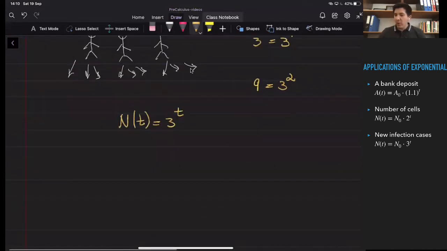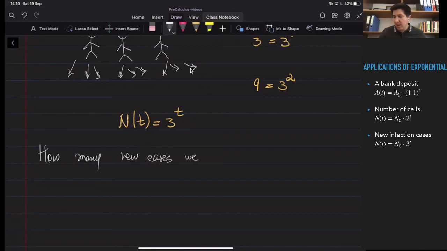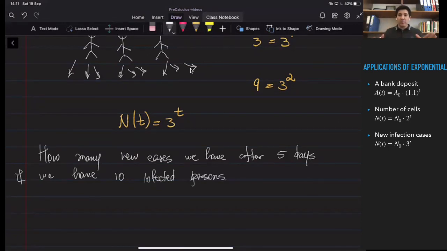So if I pose the problem like, hey, how many new cases are we going to have after, let's say, 5 days, if we have only 10 infected persons. So basically, I've got just 10 infected persons. I would like to know how many new cases there will be after 5 days.